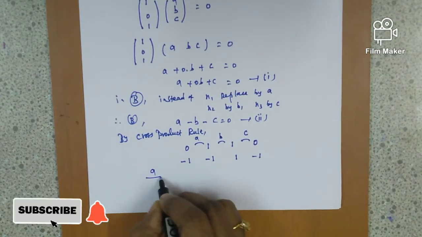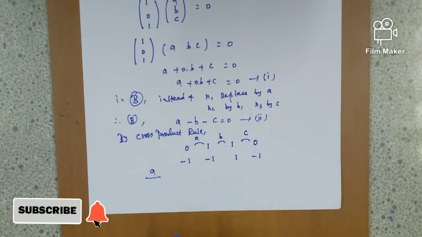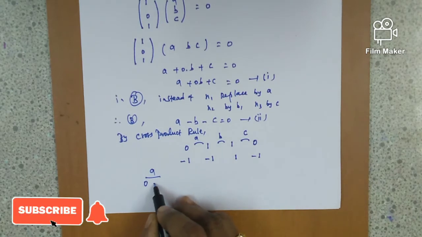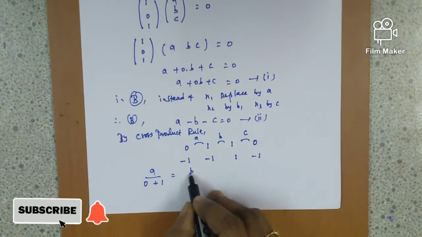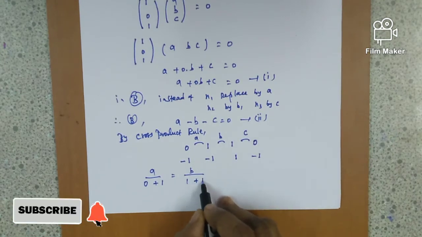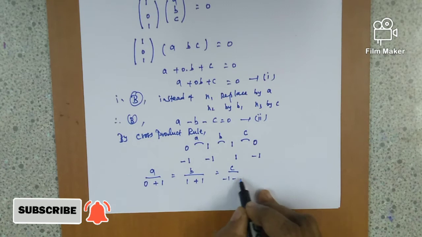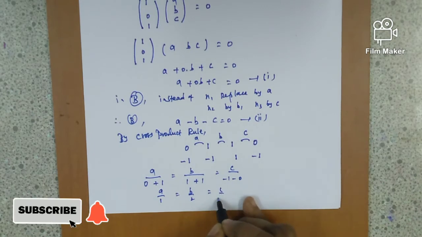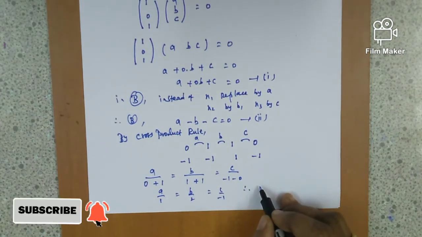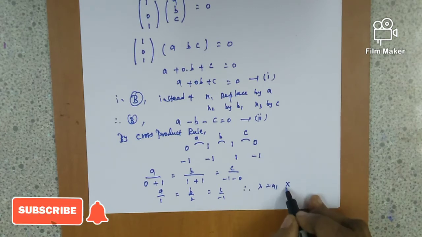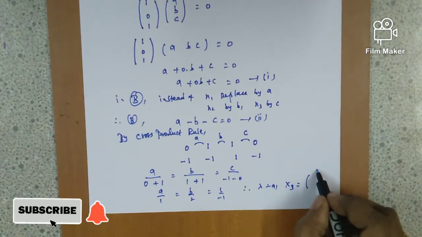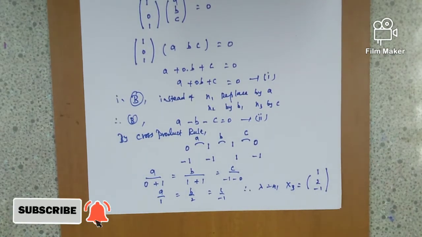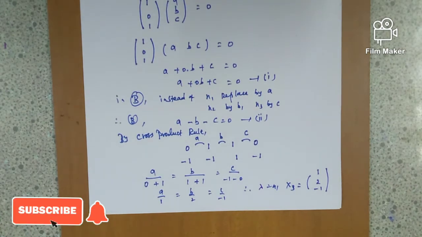So A by, multiplying in the downward direction 0, multiplying in the upward direction we have to change the sign, so minus 1, which we write as plus 1, and B by 1 plus 1, and C by minus 1 minus 0. That is A by 1, B by 2, C by minus 1. Therefore, when lambda equal to 4, the last eigenvector X3 is 1, 2, minus 1. This is our third eigenvector.